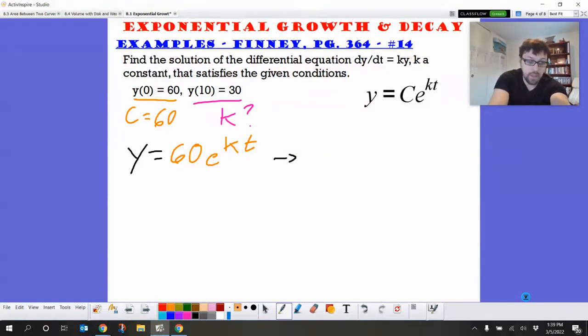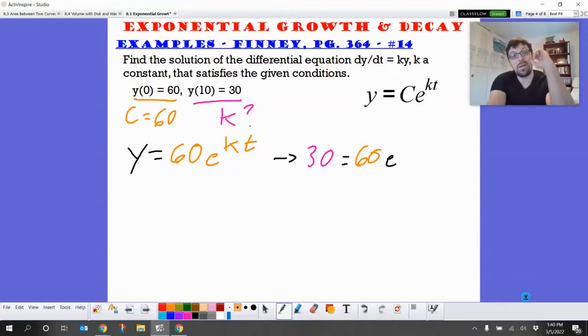k value. So we could say, all right, well, 30 equals 60e to the k. We don't know what that is. I was about to put in a value there, but I'm like, what is k? Oh, we're trying to find it. And then the time that we're given is 10. So we just need to solve this equation for k.